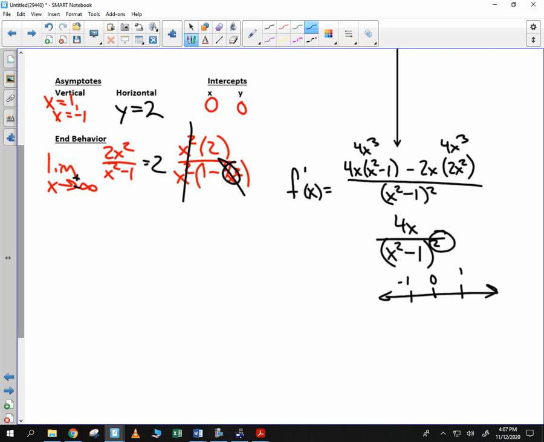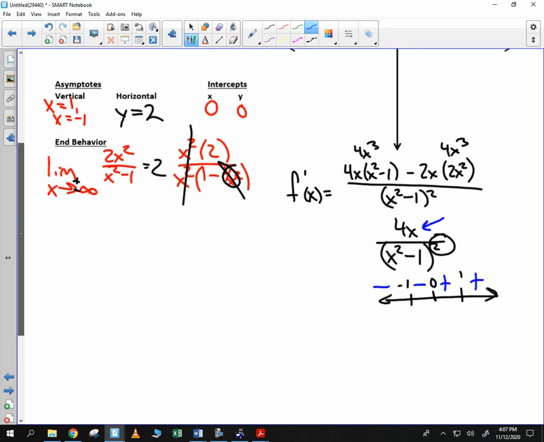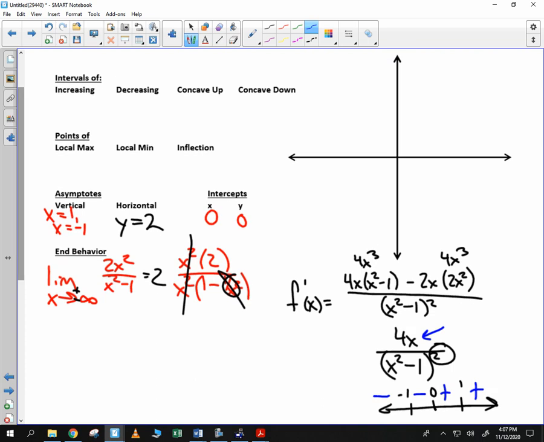So if you plug in a negative 2, notice it will be negative on the top and positive on the bottom. Plug in a negative 0.5, it will be negative on the top, positive on the bottom. Plugging in positives, it will be positives in both situations. So even though nothing changed at negative 1, positive 1, we still want to consider those because that's where the function is undefined. So the function is decreasing from negative infinity to negative 1, union, negative 1 to 0. And then it's increasing from 0 to 1, union, 1 to infinity.